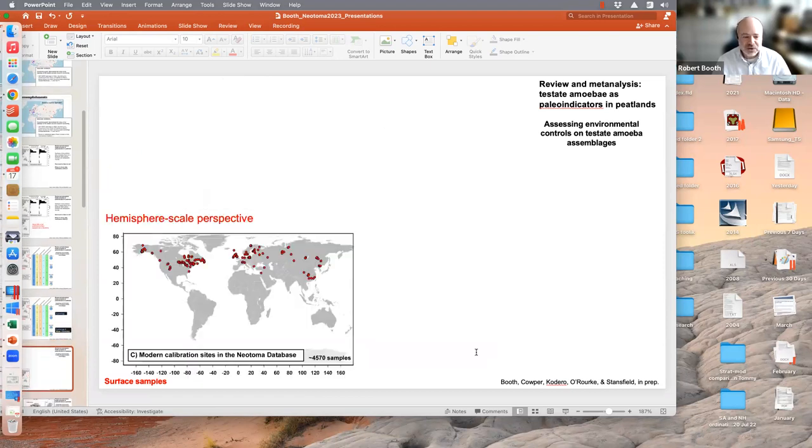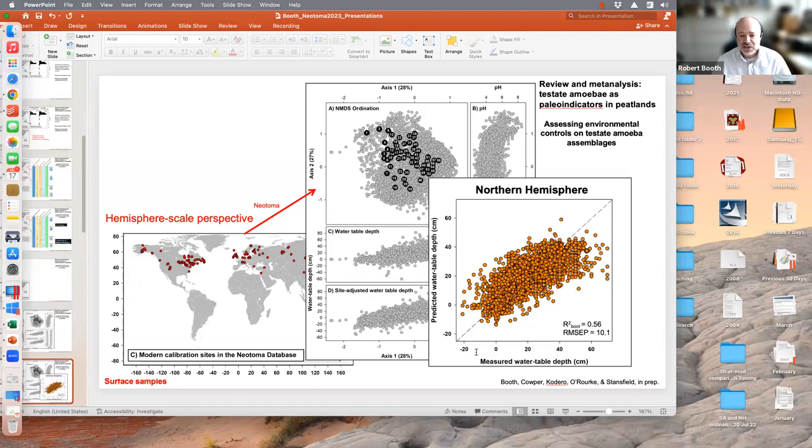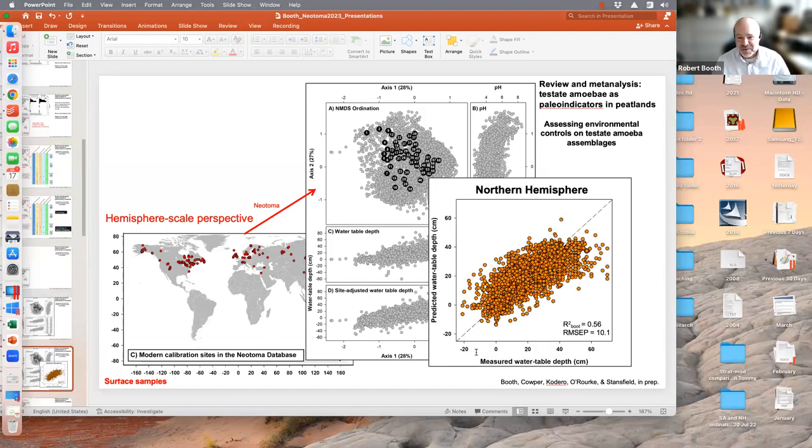So we're doing that at the site level, and then we're bringing in Neotoma to take a look at what all the data looks like together. I don't expect you to wrap your head around this completely, but here's a giant ordination of all of the modern samples in Neotoma, and then looking at correlations between water table depth and pH in this larger data set. Although it's a bit noisier than the individual studies, the patterns still hold up even when you combine data from the entire Northern Hemisphere. And so you can actually take that and develop a Northern Hemisphere transfer function using testate amoeba that could be applied to paleo studies.